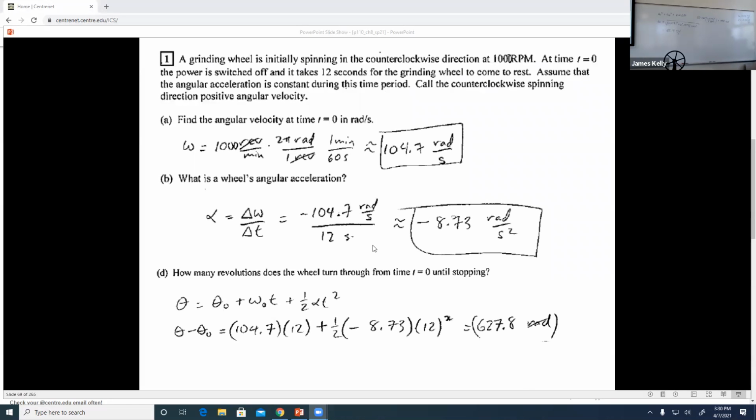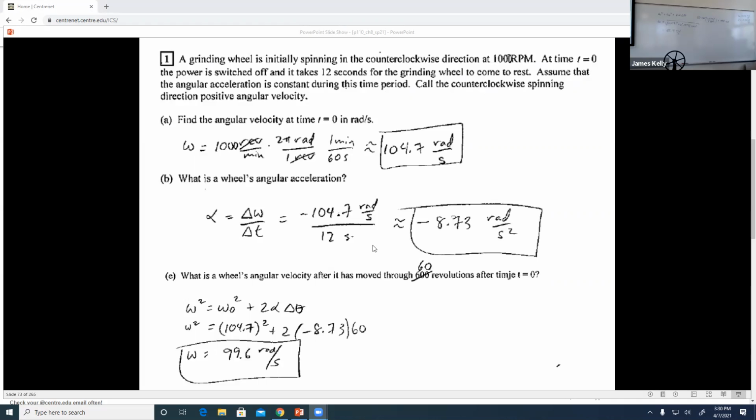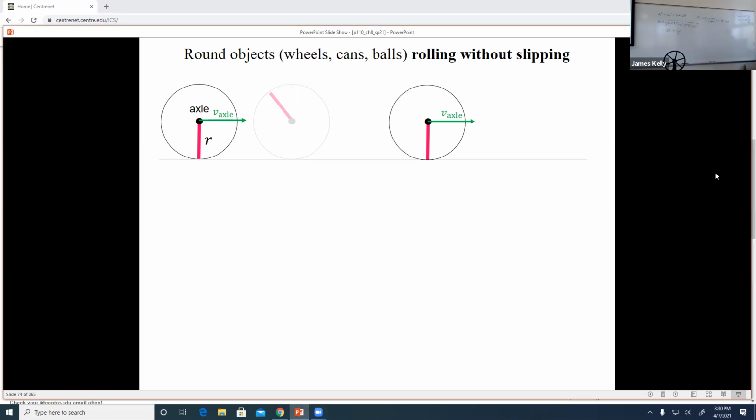Okay, and this is the solutions just shown up there. Here's another interesting thing. We haven't talked much about wheels rolling on the ground, but any round object, a wheel, a ball, a can, oftentimes rolls without slipping. Now, rolling with slipping is like if you're in your car, you're peeling out, right? That's rolling with slipping.